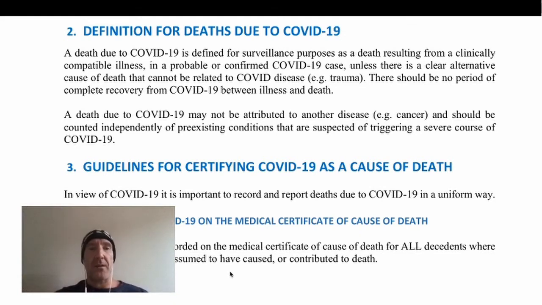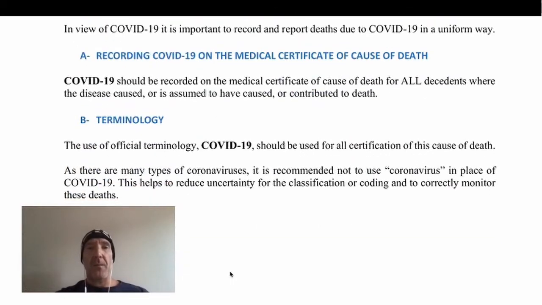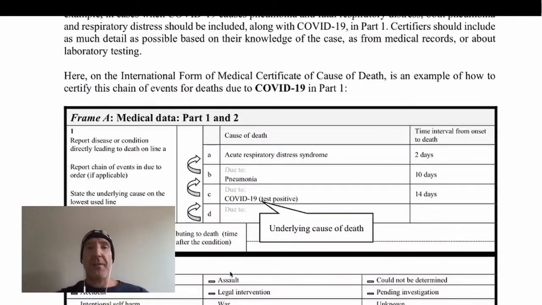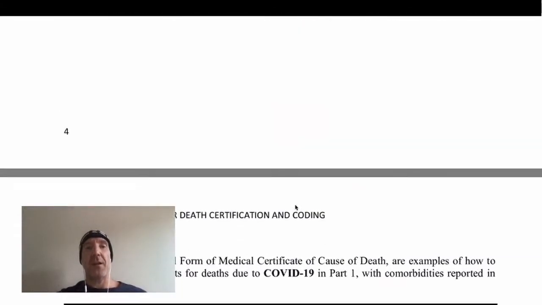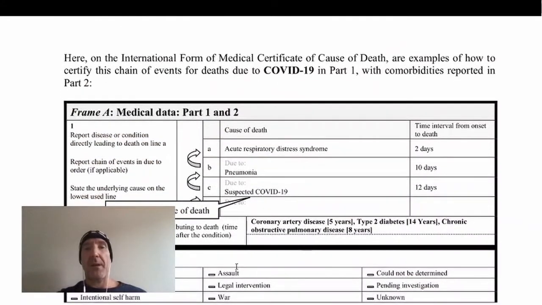We look right now then at guidelines for certifying COVID-19 as cause of death, etc. And then this document goes on into chain of events. So how COVID-19 can lead to, in this case, pneumonia, and then acute respiratory distress syndrome. And then in this case, we have COVID-19 as cause of death. There are other examples where we have comorbidities. So here we have coronary artery disease, type 2 diabetes for 14 years, chronic obstructive pulmonary disease. So all these things this person is sick of and potentially in a terminal stage.